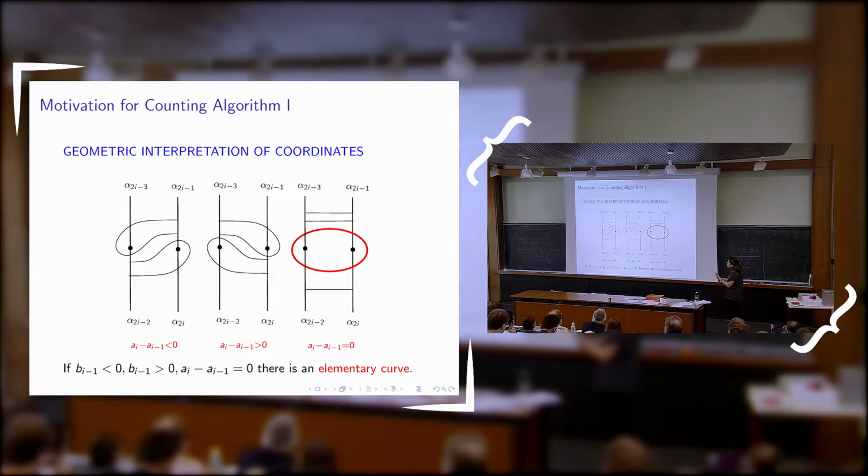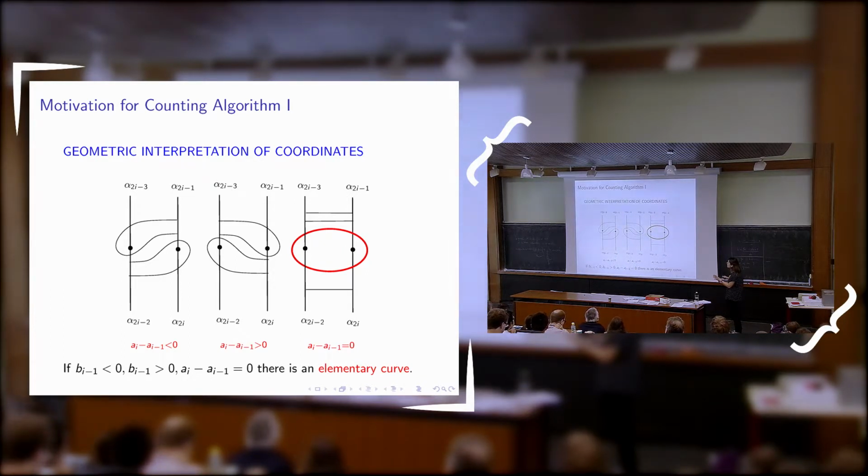Sometimes you have these curved pieces that have endpoints on alpha 2i minus 2 and alpha 2i minus 1. They look diagonal. And sometimes, like in this picture, you have curved pieces that have endpoints on alpha 2i minus 3 and alpha 2i.